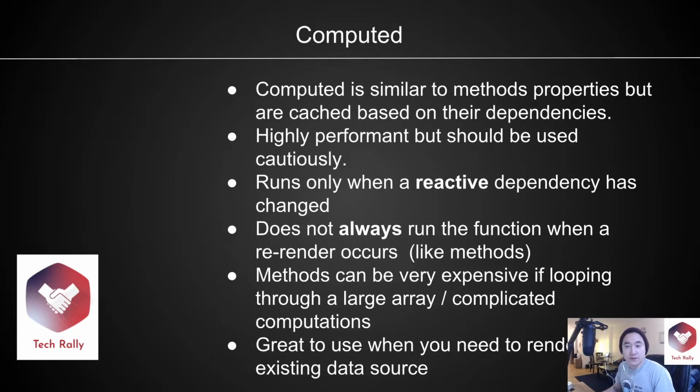A very important difference between computed and methods is that computed properties are cached based on their reactive dependencies. In other words, a computed property function will only run when the data that it's dependent on changes. Unlike computed, methods always run the function whenever an update or a re-render occurs. Methods can get very expensive when looping over datasets and performing complicated computations. In cases like this, we probably want to take the computed approach.